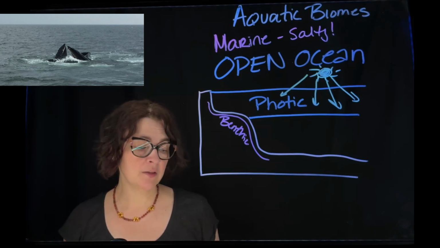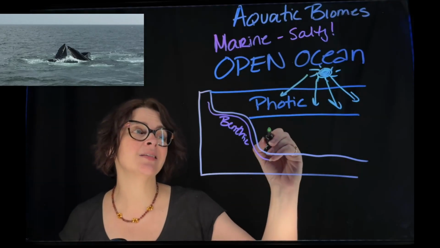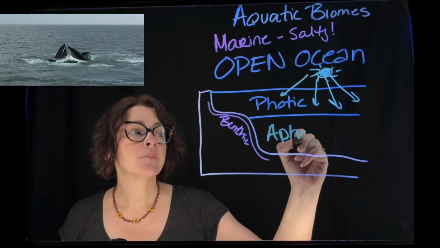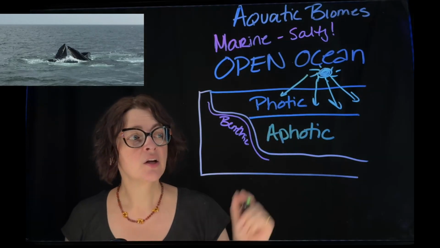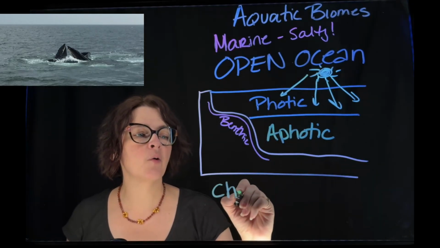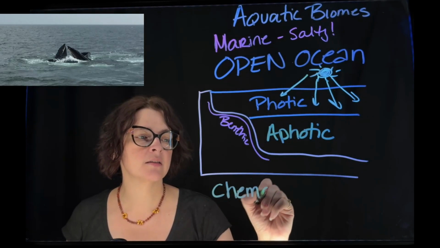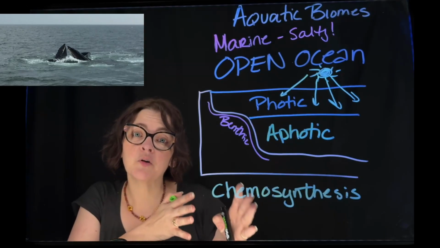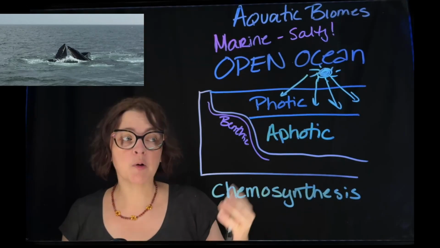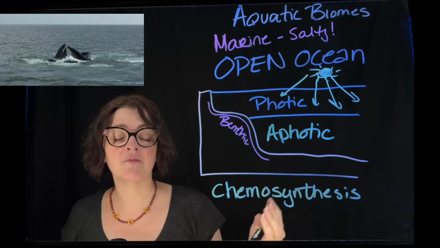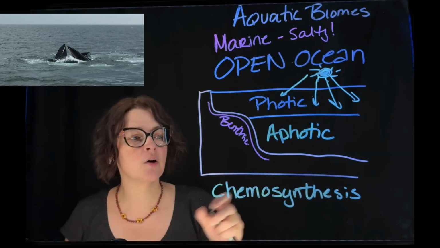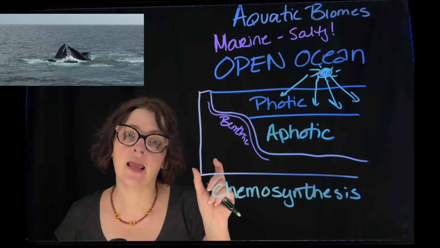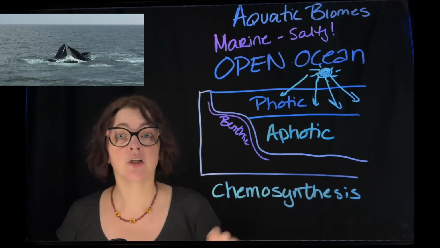We get to a point where sunshine can no longer reach. This is the aphotic region. So because we have no sunshine, we cannot have photosynthesis. So in this region, we have organisms that do chemosynthesis. They're using some sort of chemical, mostly coming from the seafloor vents, to do their photosynthesis. So instead of using light, they're using a chemical to produce their sugars.